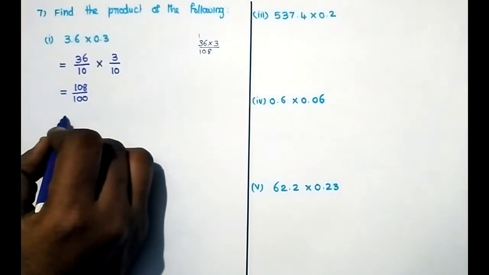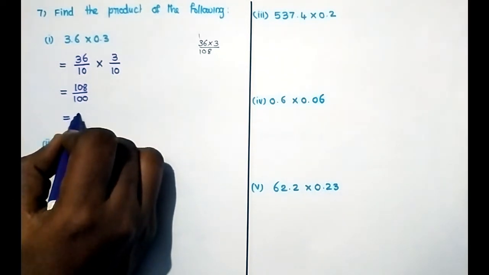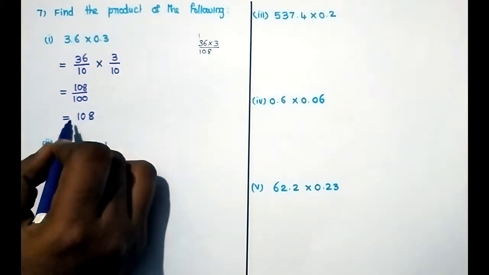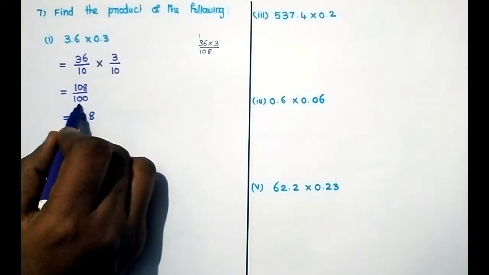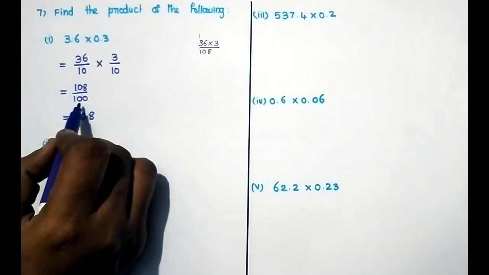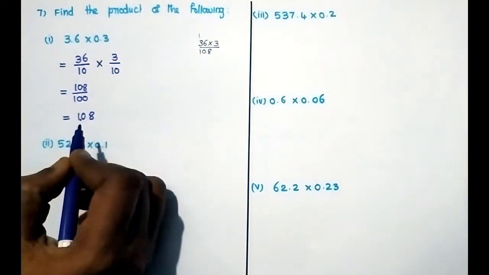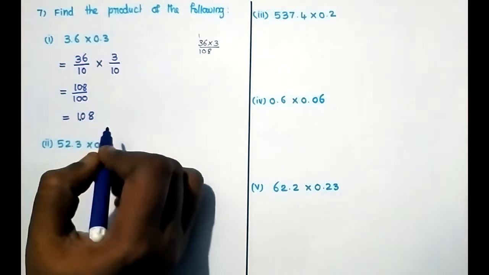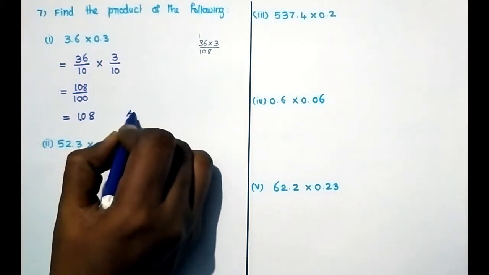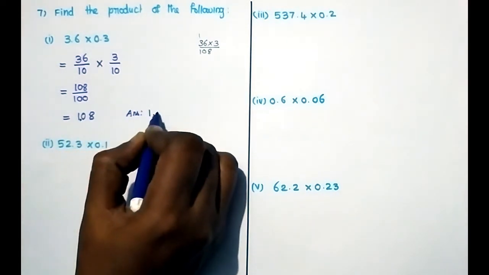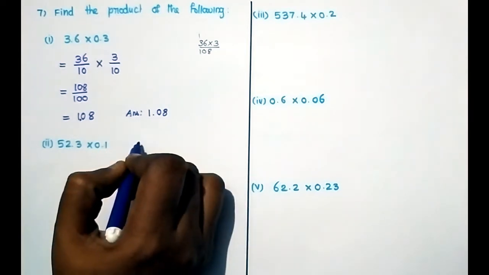Now answer. Here the denominator has 2 zeros, so before 2 digits we have to keep the point, means 1 point, answer 1.08.